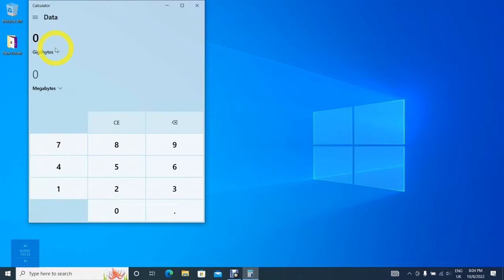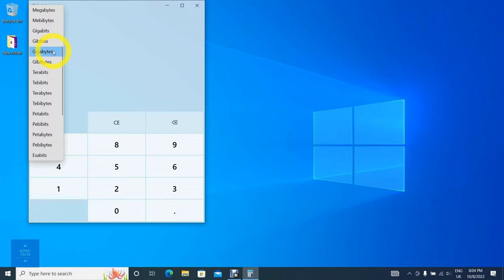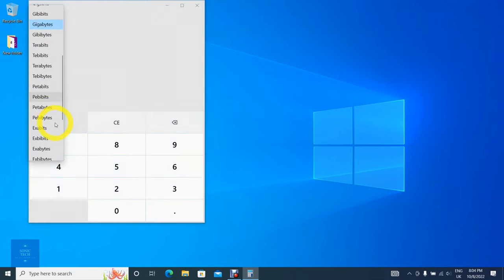And you can find data converter to convert between gigabytes, megabytes, terabytes, and a lot of other data units.